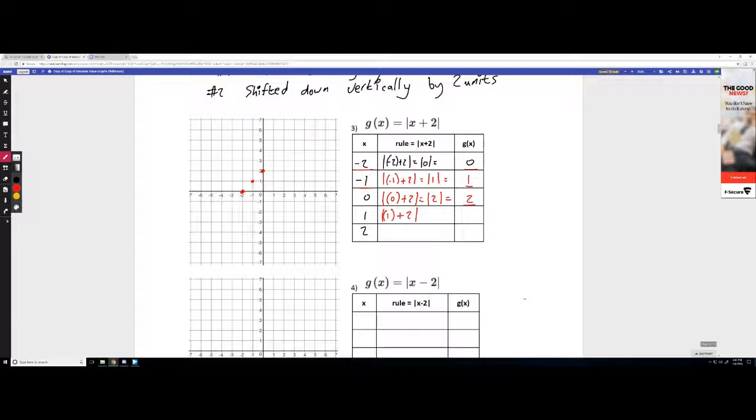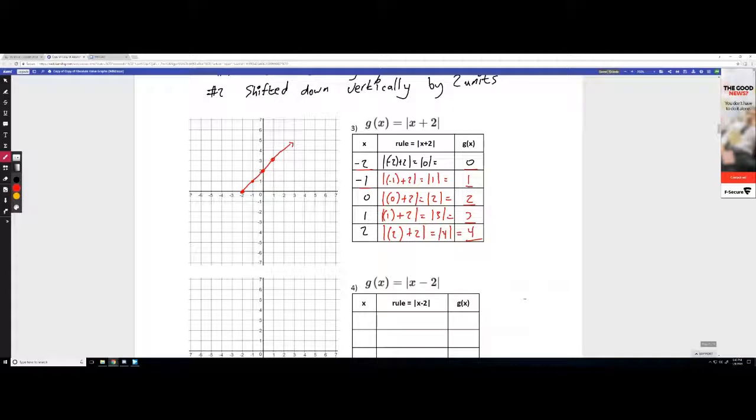So absolute value of 1 plus 2, which is 3. Absolute value of 3 is just 3. And look at that, you're not even seeing symmetry yet. And we can go ahead and predict that absolute value of 2 plus 2 is 4. And the absolute value of 4 is, again, just 4. Okay. There's no symmetry either. You're just getting a straight line. And you're like, Mr. Webb, where's my V?